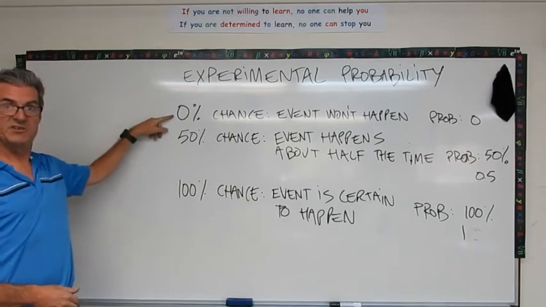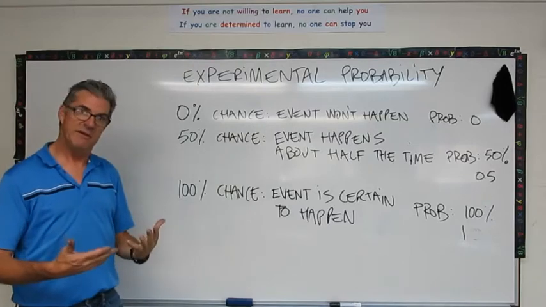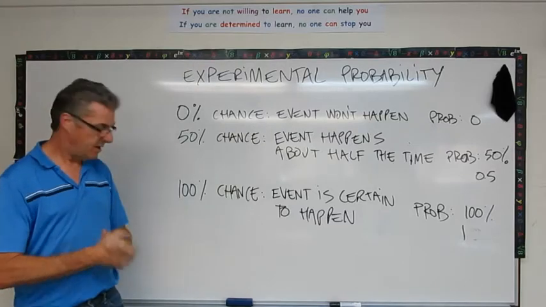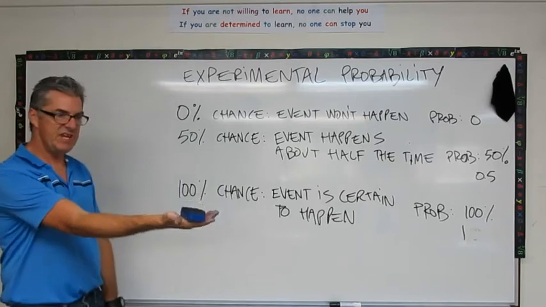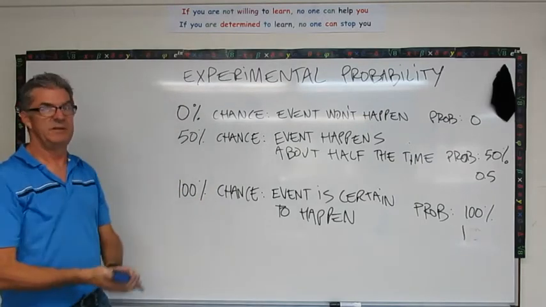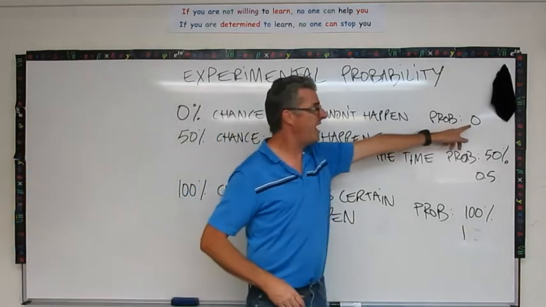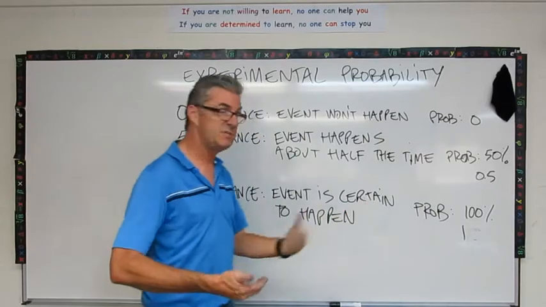A 0% chance means that the event won't happen, okay? It cannot happen. That would be like me saying, what's the percent chance that when I let go of this eraser, it's going to fall upwards? We're going to say 0% chance of that happening. So the probability of that is 0, numerically speaking.